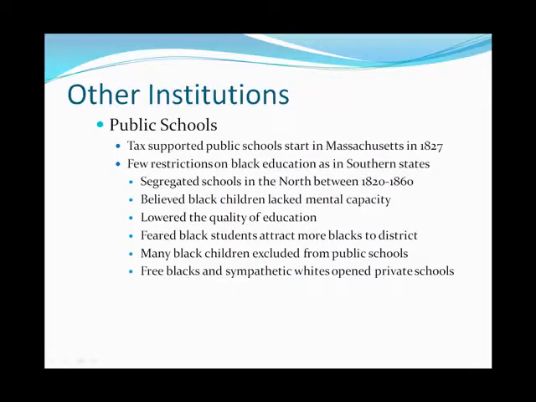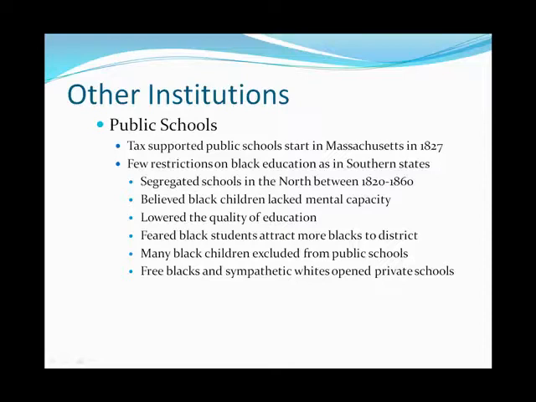Other institutions that became prominent in the black community were things like public schools, or just education in general. I shouldn't say public schools because in many cases there were restrictions on black education in northern cities just as there were in southern cities. Schools were segregated in the North between 1820 and 1860. And again, most people believed that this was necessary because they thought that black children lacked mental capacity, that they would not be able to make it in these schools, and would just generally pull down the literacy of all students who were attending. They would lower the quality of education.